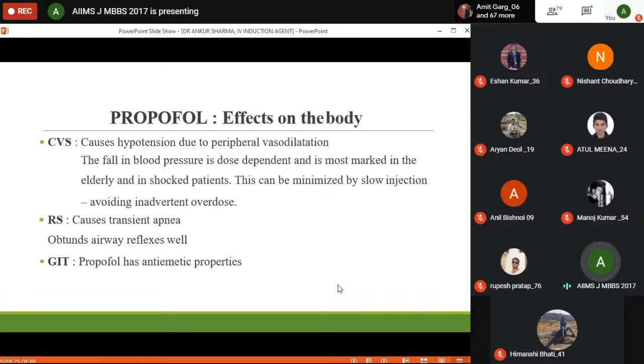It causes hypotension due to peripheral vasodilation. The fall in blood pressure is dose dependent and is most marked in elderly and stroke patients. This can be minimized by slow injection. In the respiratory system, it causes transient apnea. It obtunds the airway reflex as well. In the GIT, propofol has antiemetic properties.